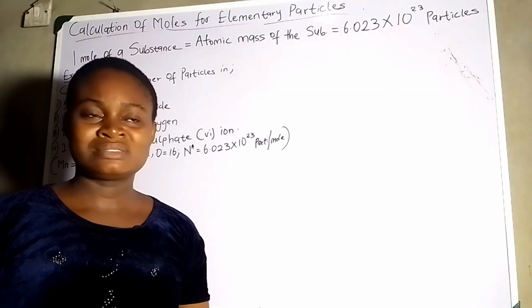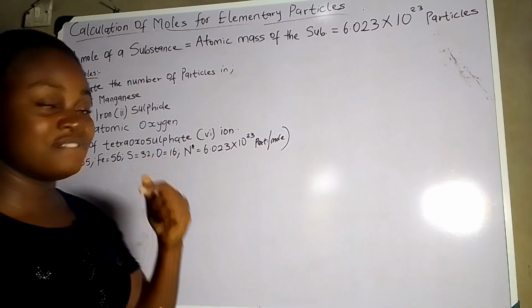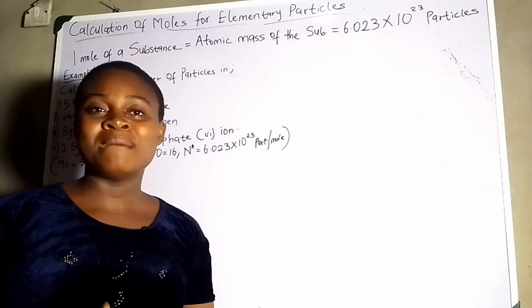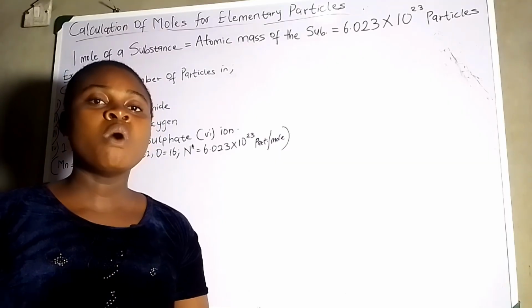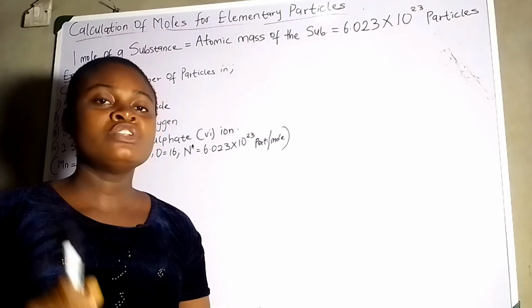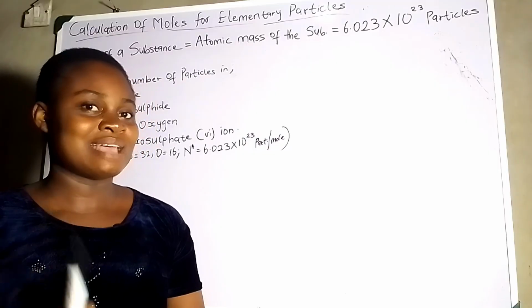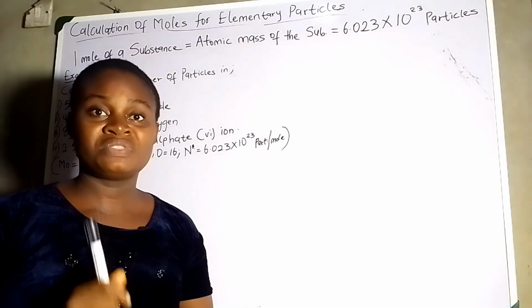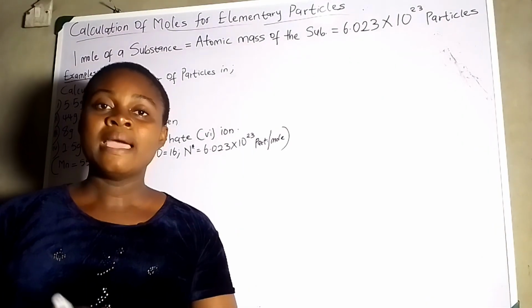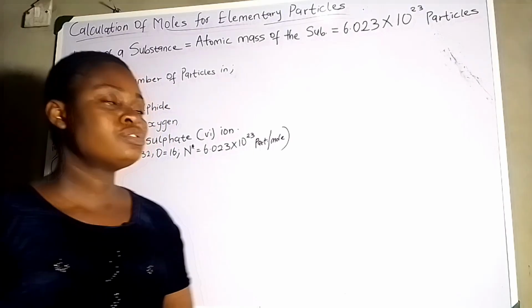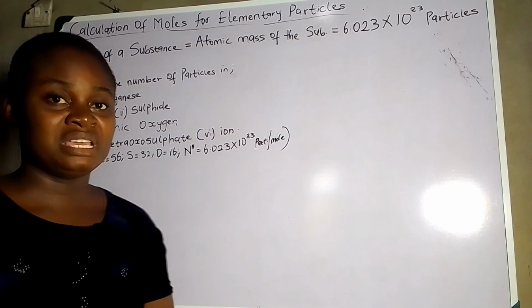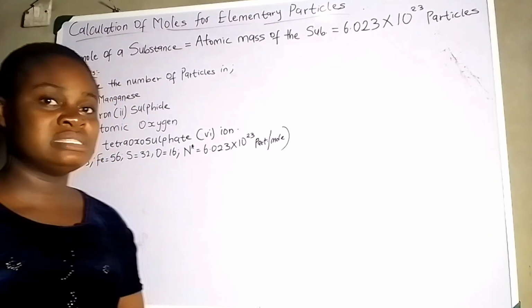And also, take for instance sulfate ion, the one I have on the board. The formula mass is 96. So it means that in 1 mole of sulfate ion, the number of particles of ions that are there is 6.023 exponent 23 particles of sulfate ion. Alright, so let's go ahead and solve this so that we understand it better.